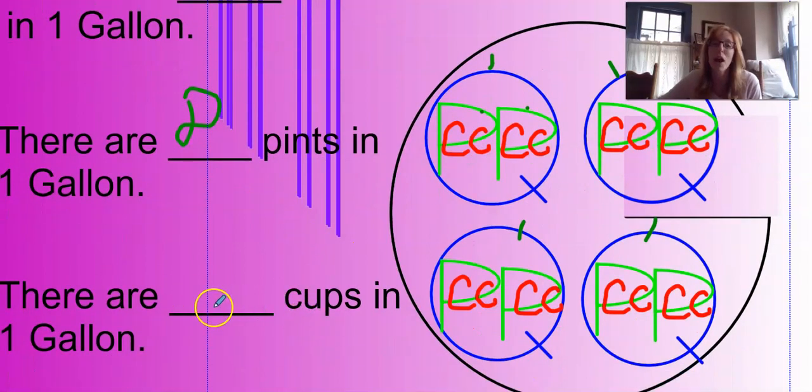And then there were, how many cups are there? Well, for every quart, there were 4. And there were 4 quarts. So 4 times 4 is, hopefully you're getting the answer to that.